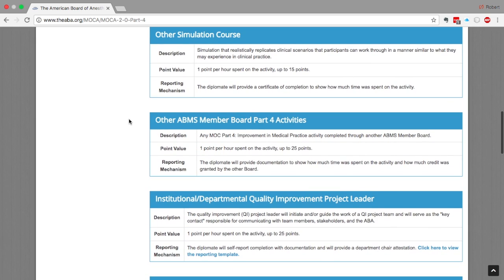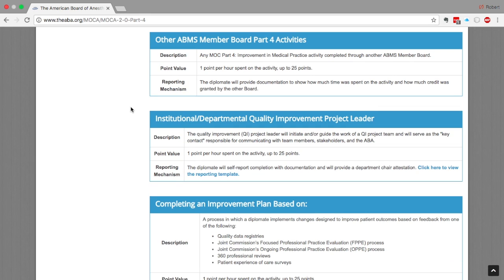And I'll talk to the VEST Center to see if there's any way we can get certificates issued for the simulations we do there. You can also do any MOCA Part 4 practice improvement activity for another ABMS medical board. This can be up to the 25 points at 1 point per hour. You provide documentation of what you did.